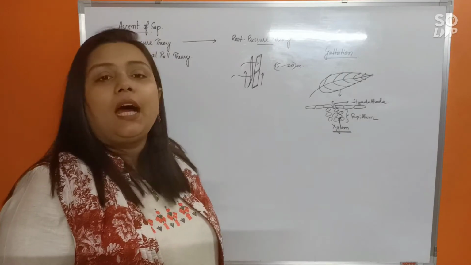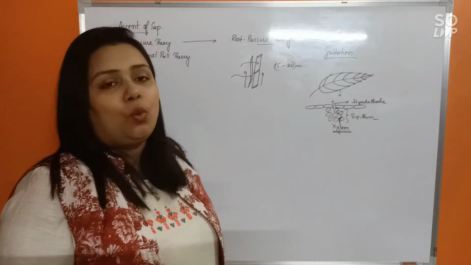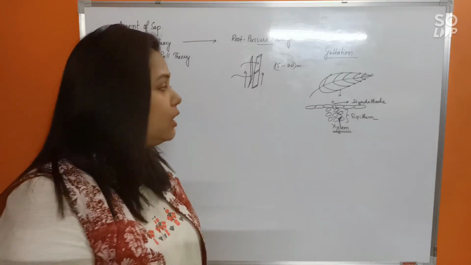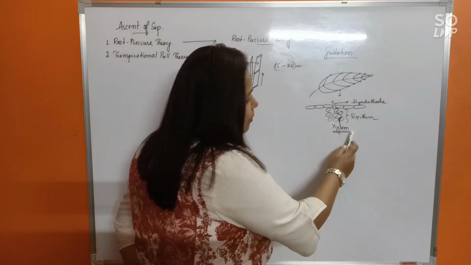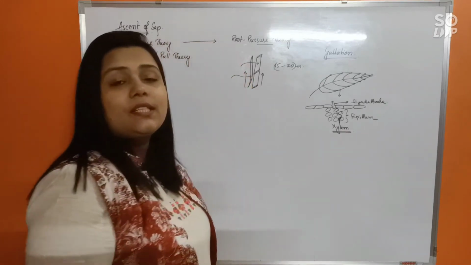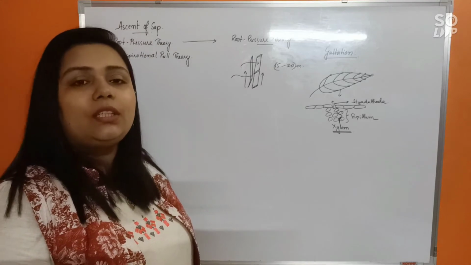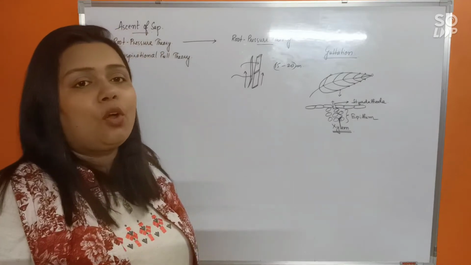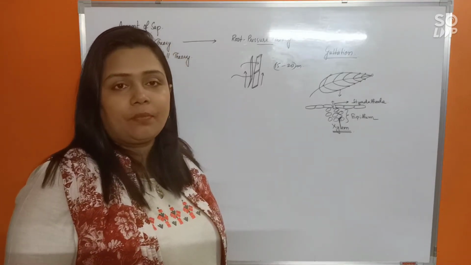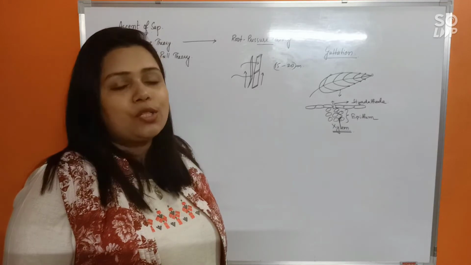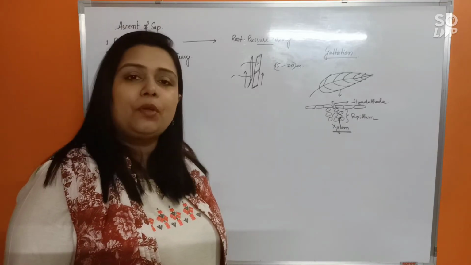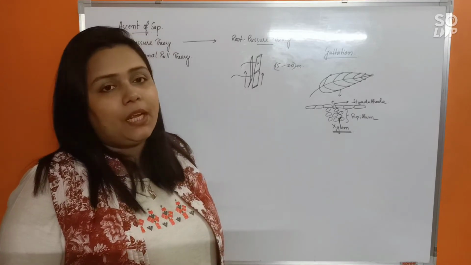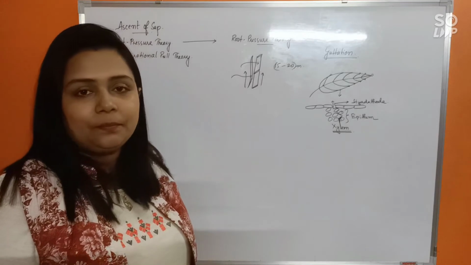Finally, in guttation, water is not lost in the pure state. The water present in the xylem contains not only pure water but water plus minerals. So the guttated water will be water plus minerals. But in transpiration, the water is lost in the form of vapor, and it is pure water. So these are the important differences between transpiration and guttation. I hope all of you are clear.